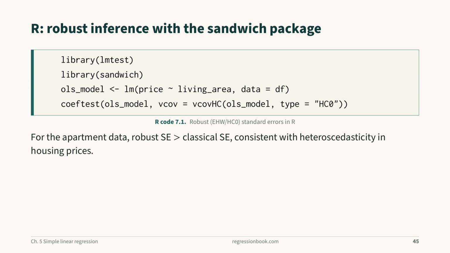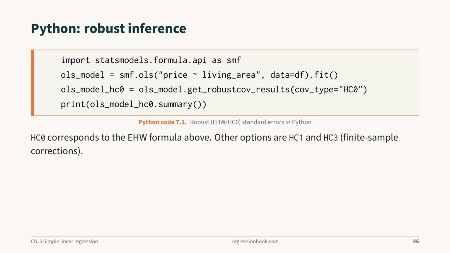In R, robust inference takes two packages and one line. Fit the model as usual, then ask for the coefficient test with the heteroscedasticity consistent covariance. For the apartment data, the robust standard errors come out larger than the classical ones, consistent with the heteroscedasticity we saw in the price scatter. Python builds it into the fitted object. Request the robust covariance results with the basic heteroscedasticity consistent type and print the summary. The variants with finite sample corrections are one keyword away. Whichever language, the mechanics are deliberately boring. The judgment lies in choosing to use them.